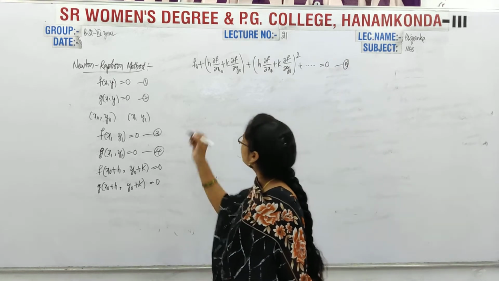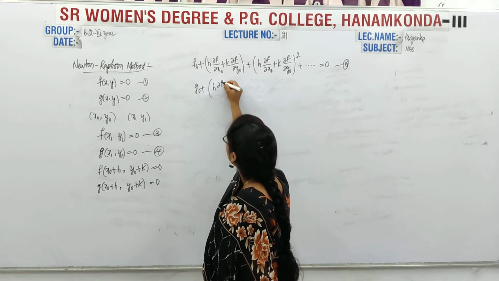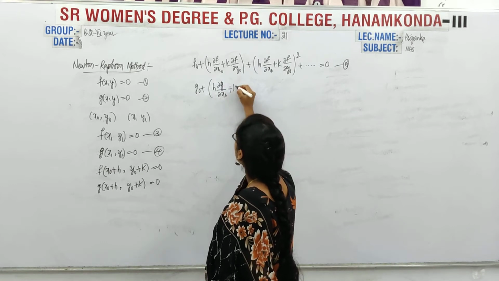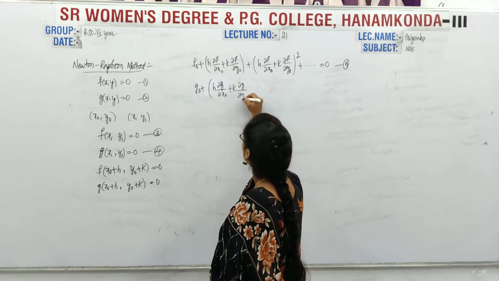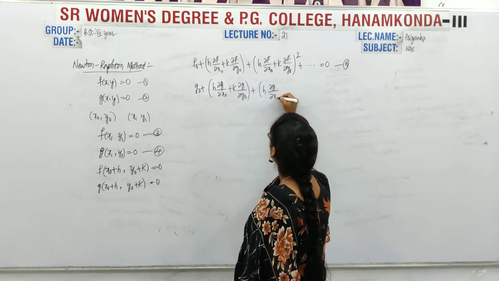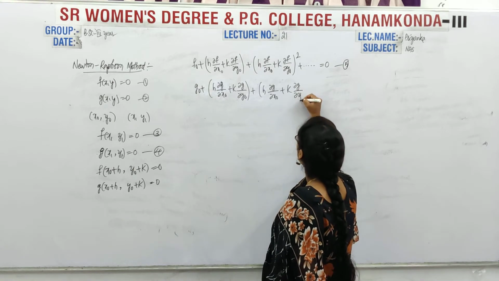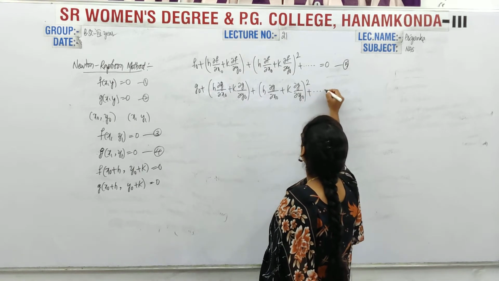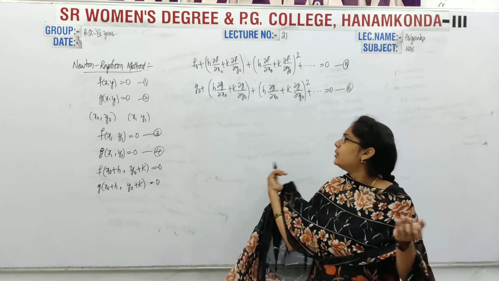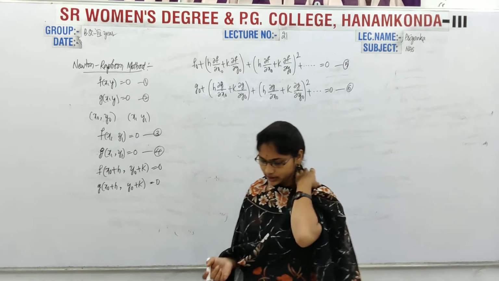Now similarly for g naught plus h into dou g by dou x naught plus k into dou g by dou y naught plus h into dou g by dou x naught plus k into dou g by dou y naught whole square plus so on equal to 0, equation number 6. Now this is nothing but the Taylor's theorem result.